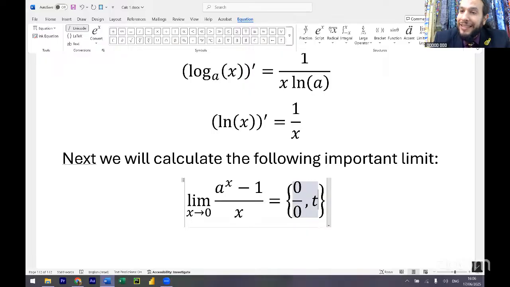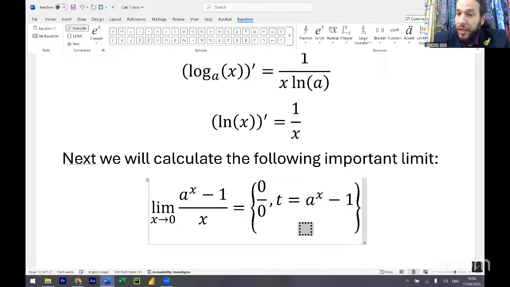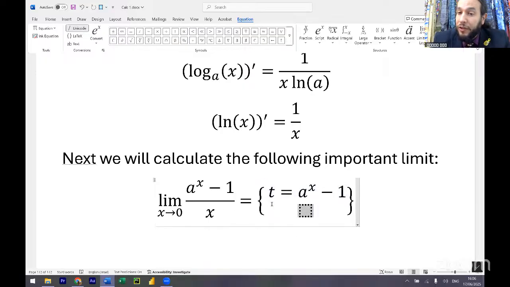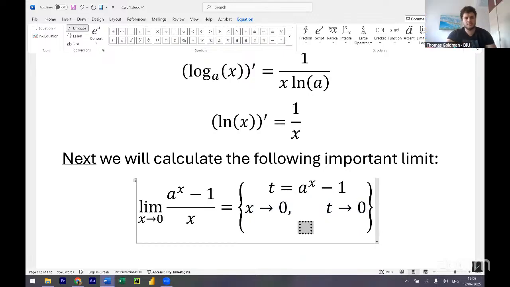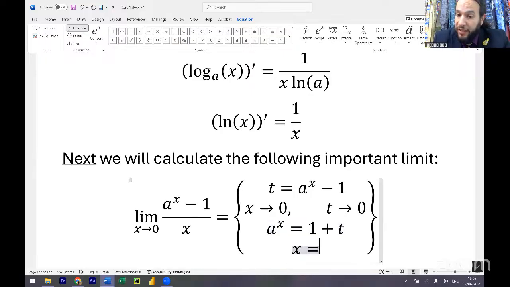We'll define t to be a to the x minus 1. So as x goes to 0, where does t go to? Also zero, because t is a to the x minus 1. And also a to the x is 1 plus t. Therefore, x, what does it equal to?